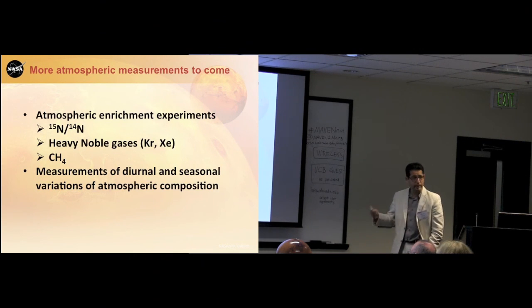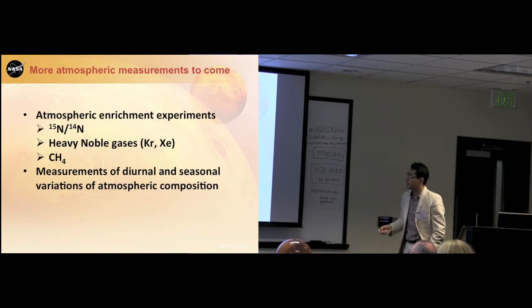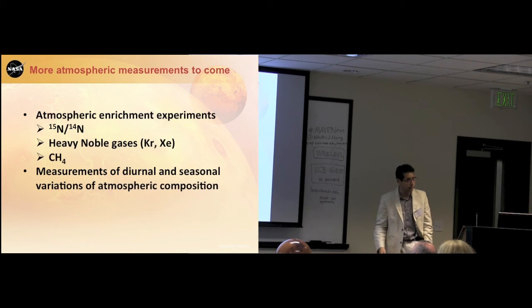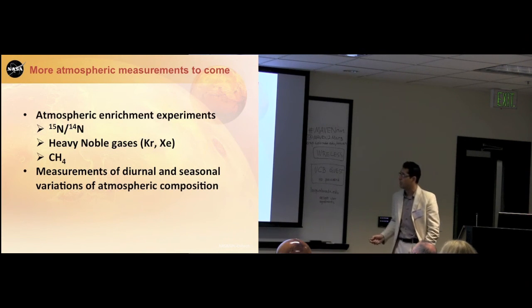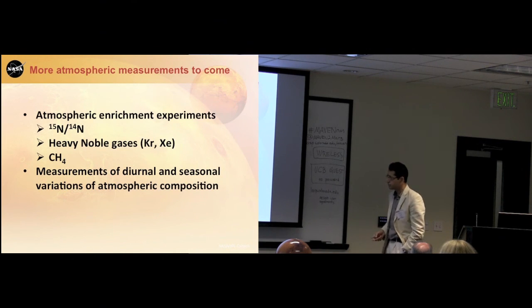So we're still carrying out more atmospheric measurements with the MSL. The next step would be to try to nail the nitrogen-15 to 14 ratio, and try to look at the heavy noble gases, krypton and xenon. These are even rarer in the atmosphere, so we have to enrich and integrate for a longer time. And we'll keep looking for that methane, to either rule it out or set an upper limit, and look at variation over seasons.